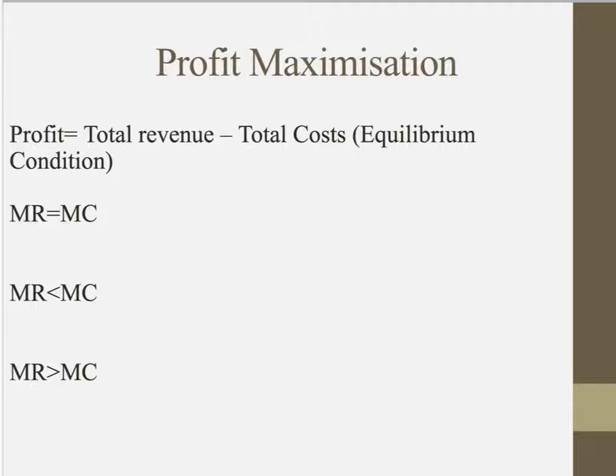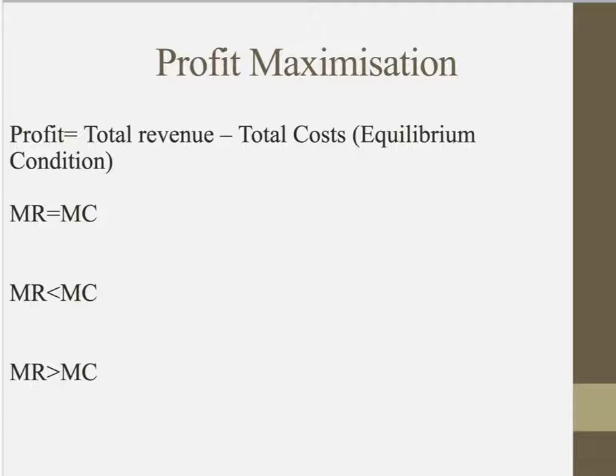for firms. So profit is essentially total revenue, so the amount you gain from the sales, minus the total costs, so how much it costs you to produce that good and everything that goes along with producing that good. So this is called the equilibrium condition, and that's how much profit you gain as a business.